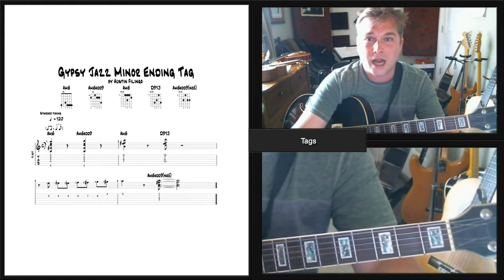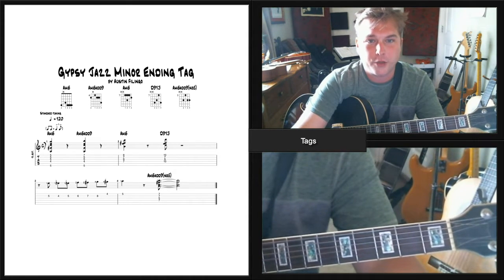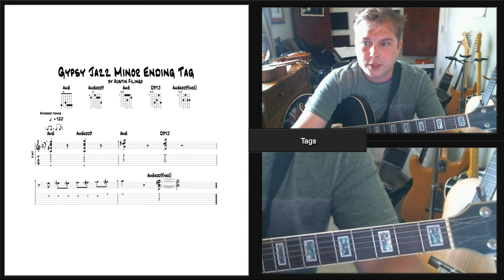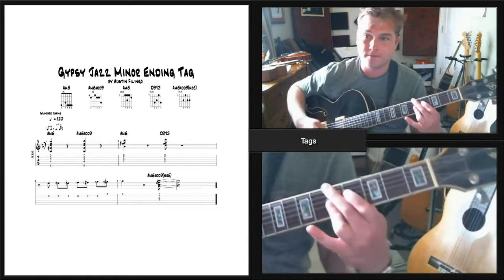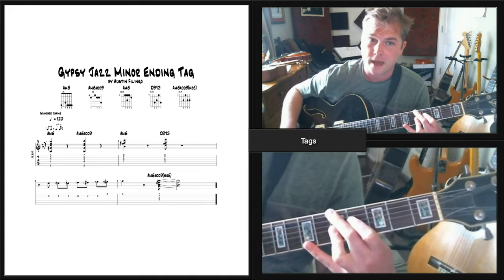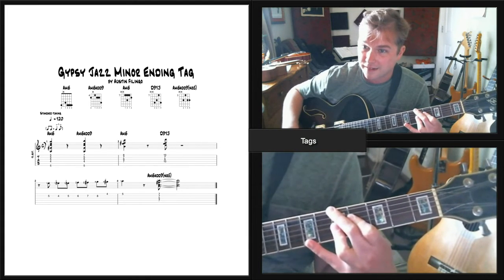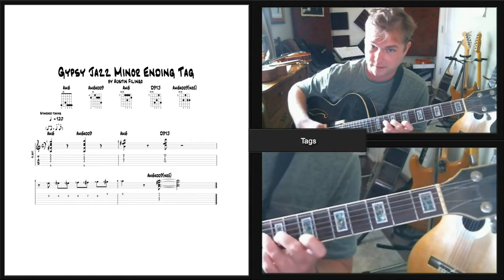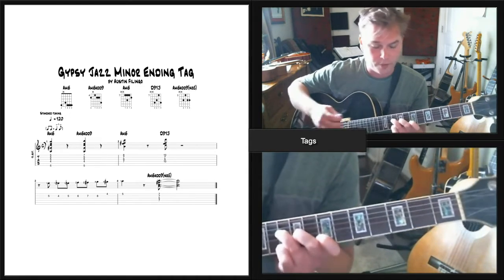I use this one all the time. I play a bunch of Gypsy Jazz too, but it's very, very useful. It's almost like the stock Gypsy ending here, right? So, A minor 6, like I said, all the chords are there. And then A minor 6 add 9, and then A minor 6 like this. Here's the whole thing.